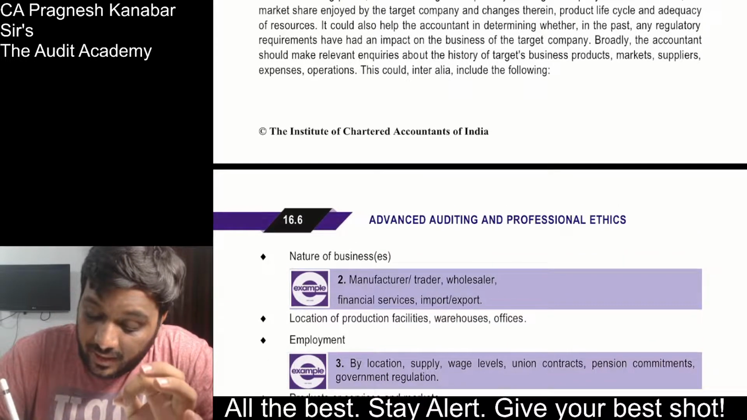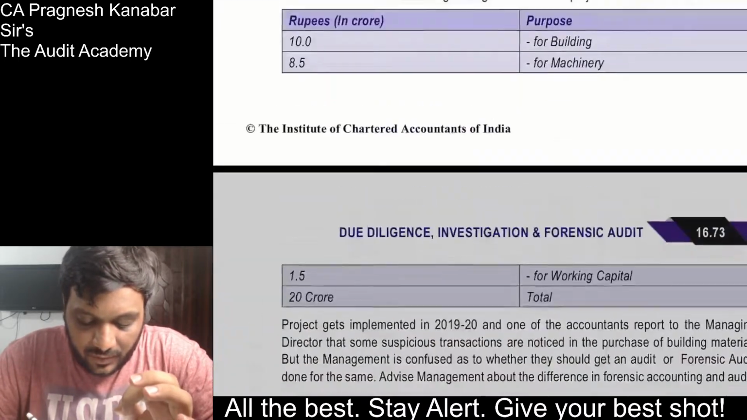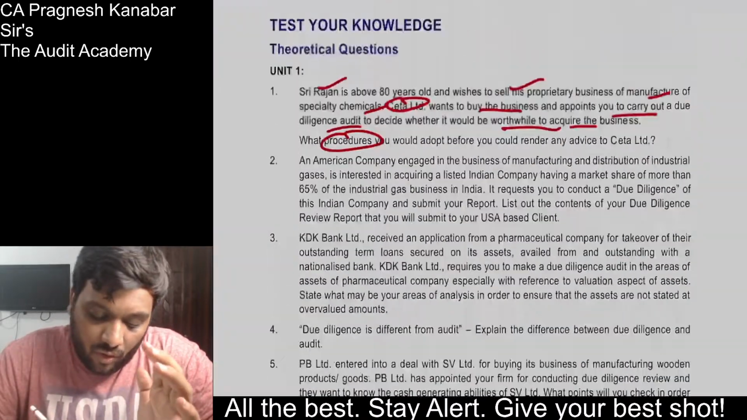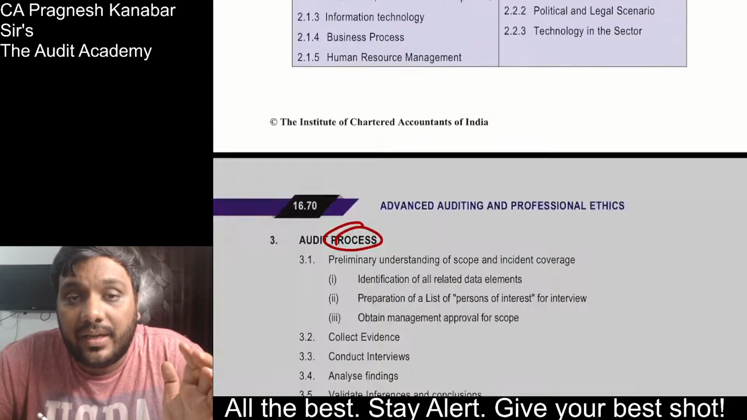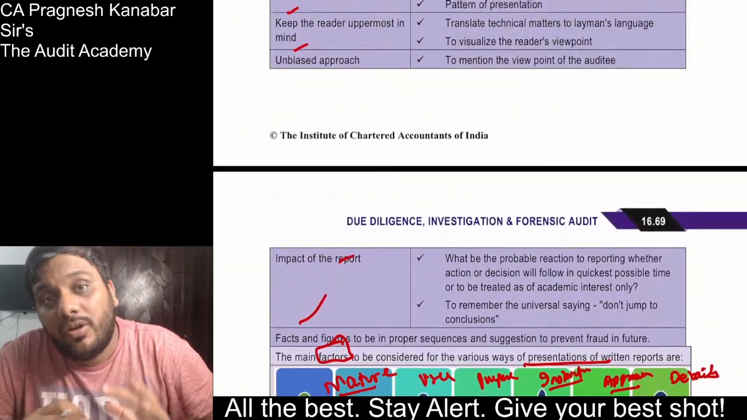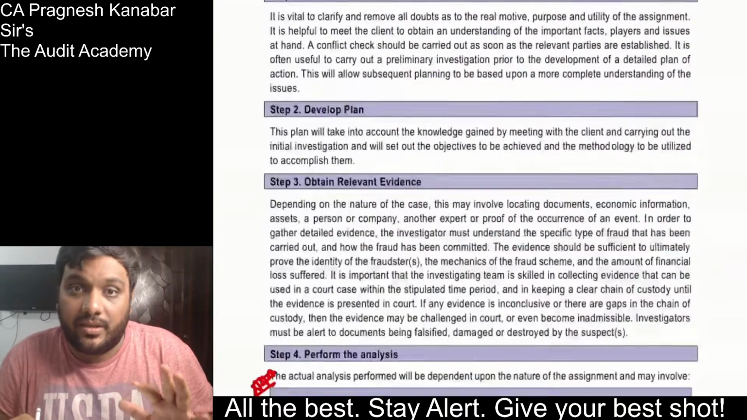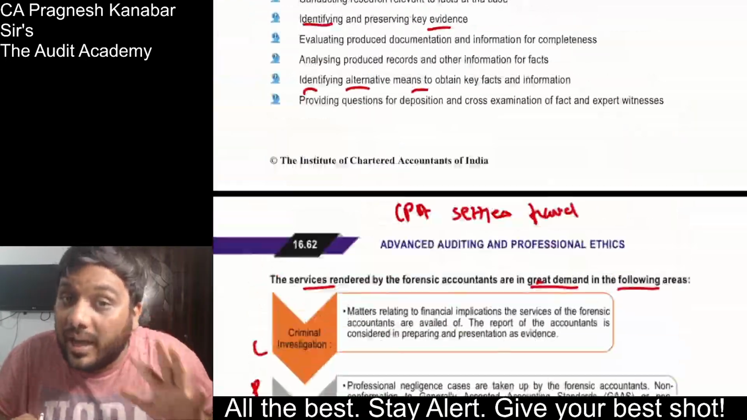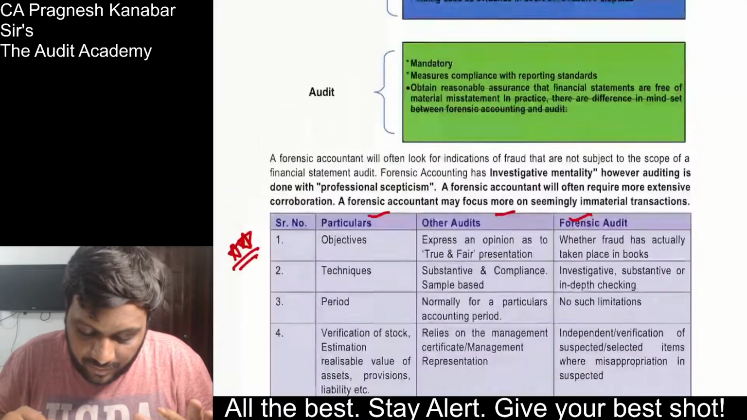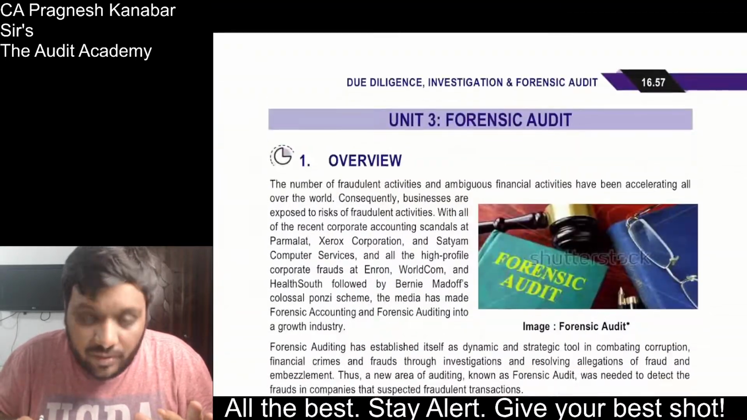All right, when it comes to forensic audit, obviously there can be theory questions that they can put up. And in forensic audit, normally what we expect is a set of theory questions only. All right, so yes, forensic audit you have to prepare nicely. So what is forensic audit?